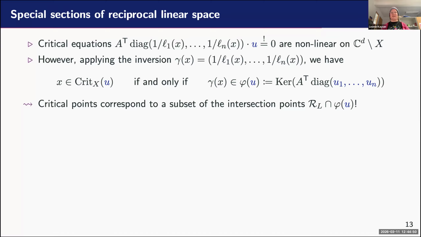And I guess the image, if you go over all X, gives you RL, or at least the interior of RL. So the critical points correspond to a subset of the intersection of this reciprocal linear space with a linear space that depends on U, so this phi of U.